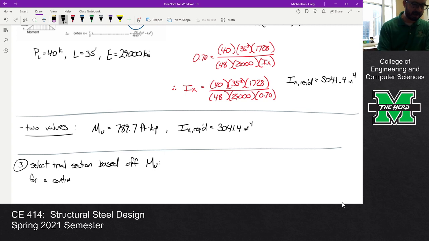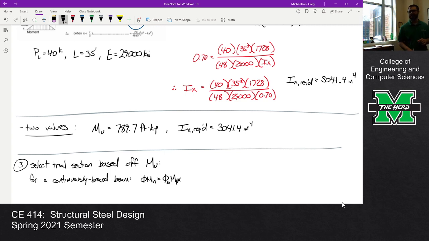I will here in a second. You'll see what I mean when I say trial section. But let's just bear with me one step at a time. What's the lightest section that has a capacity larger than 789?